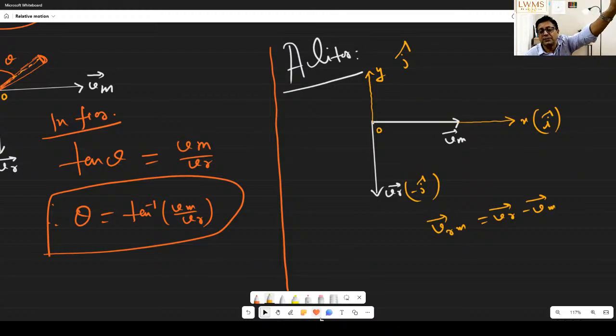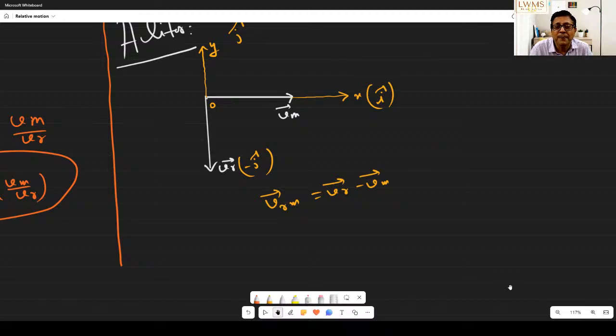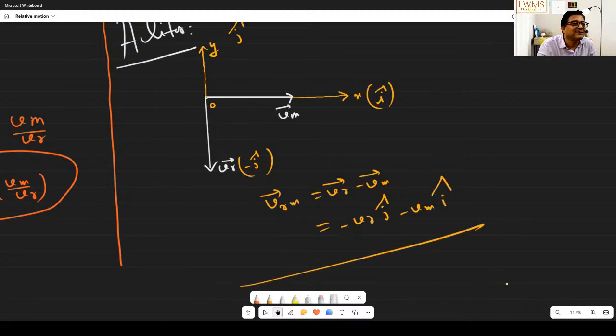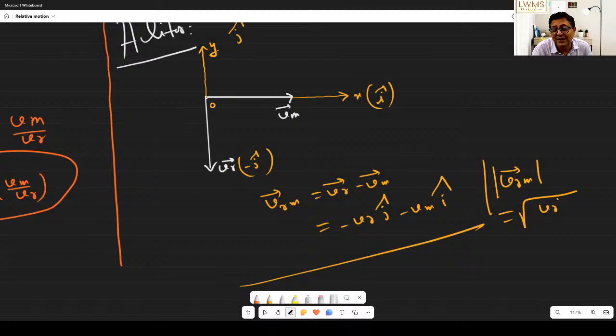I need not draw the parallelogram. No parallelogram is required. Only this presentation now. I will remove the arrow from VR. I will be writing minus VR j and minus VM i. Finished. This is done. Now VRM will be what? Mod. Mod you know very well. It is root of VR square plus VM square, and theta will go where? That you have to understand.